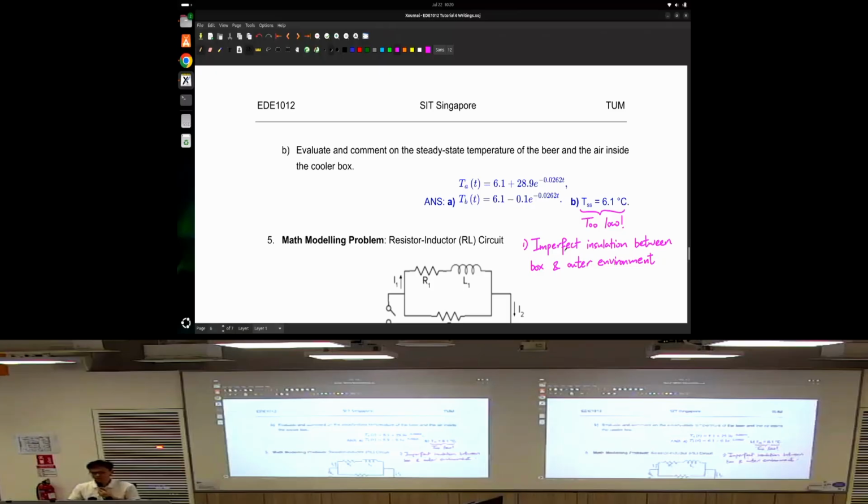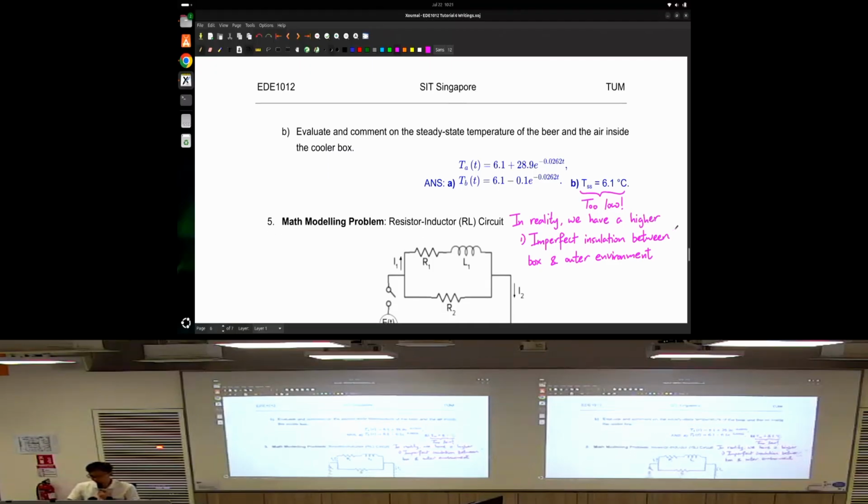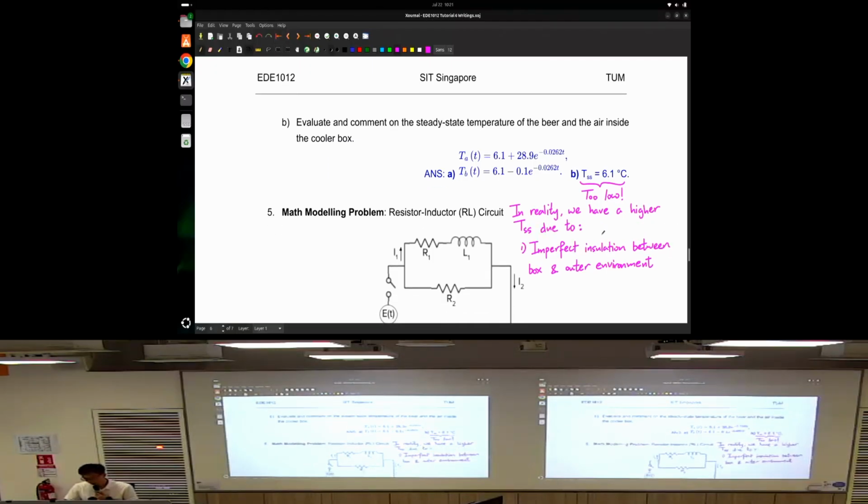So in reality, right, we have imperfect insulation. This is too low, right? So in reality, we have a higher temperature, a higher TSS due to, okay, the first one is imperfect insulation between the box and the outer environment. So much so that, of course, the hot outer environment will heat up the air inside the box. Then after that, in turn, heat up the beer. That's one. But there is actually another one that is dominant.